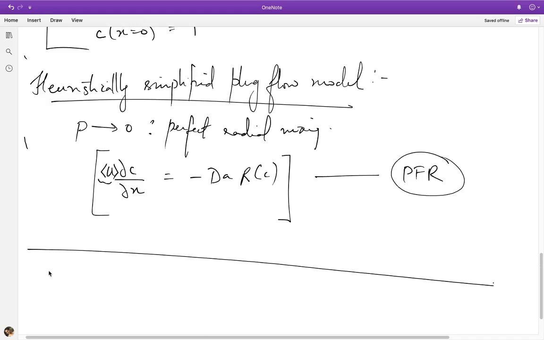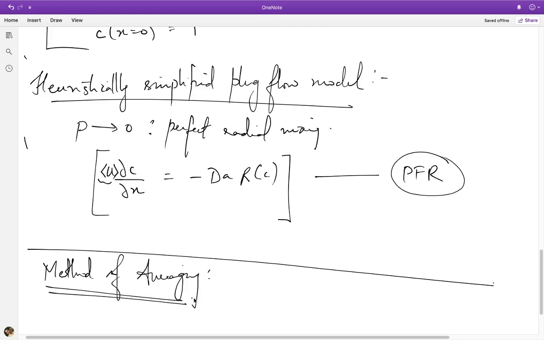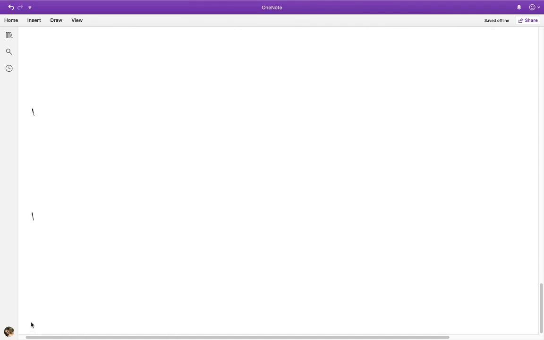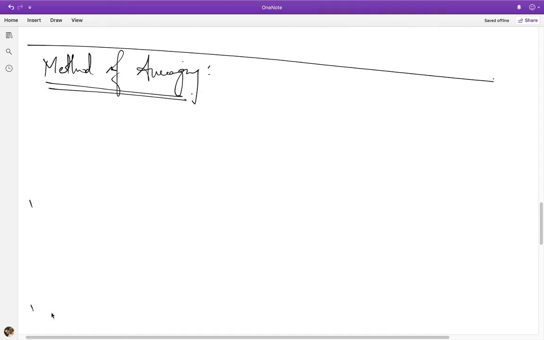Okay, so now we're at a state where we can look at applying the method of averaging. We'll go through this relatively quickly, since we're already familiar with this from the previous lecture. If you haven't watched the lecture on laminar dispersion yet, you have to go and watch that first and then come back and pick up from this point.